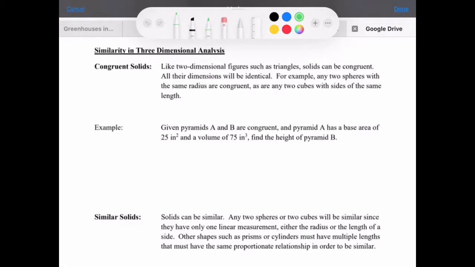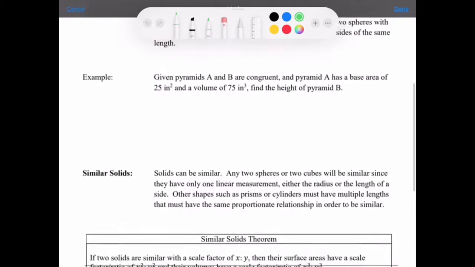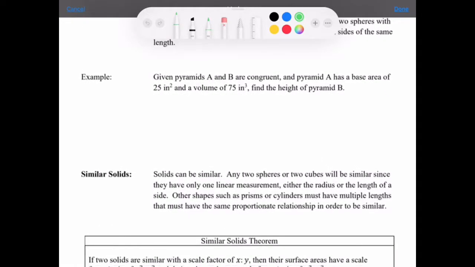Okay? So if I have a cube with a side length of 2 and another cube with a side length of 2, obviously they will be congruent. More or less that's what that is saying. So here's an example. We have pyramids A and B, and they're congruent. Pyramid A has a base area of 25 and a volume of 75. Find the height of pyramid B.